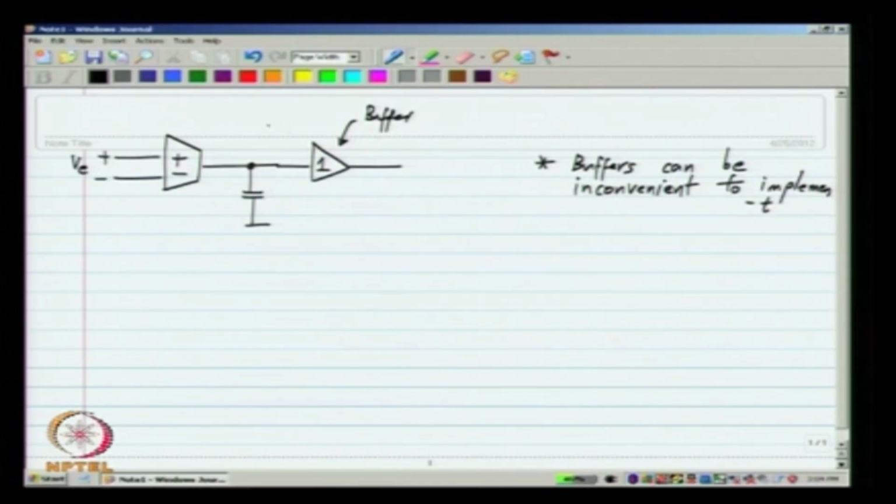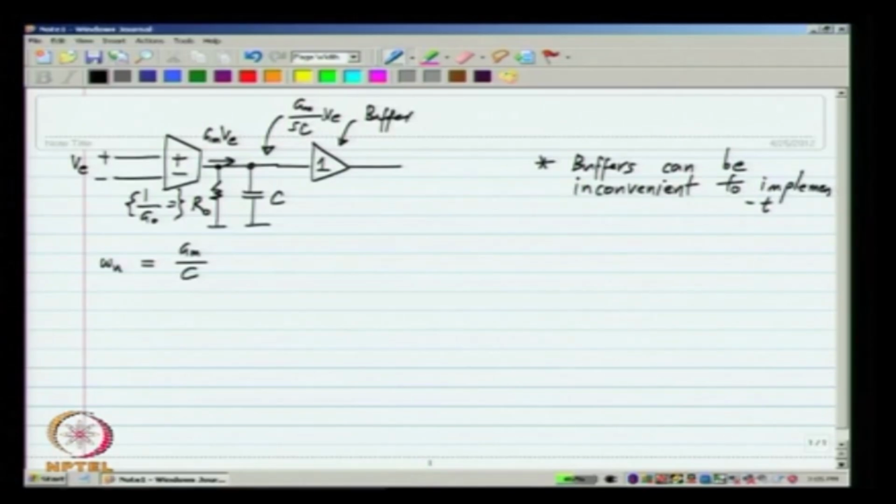This is the input voltage and a current GM VE is pushed out of it. So, the voltage here will be GM by SC times VE, where this is the capacitor C. So, the unity gain frequency of this op amp, omega u, equals GM by C. Okay. Now, even if the buffer isolates the external load, the transconductor has an output resistance R naught or an output conductance G naught, okay, which are reciprocals of each other.